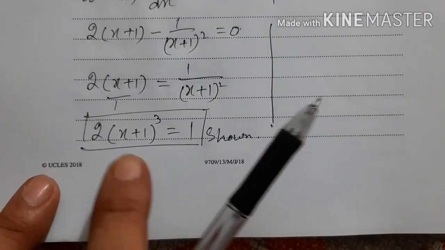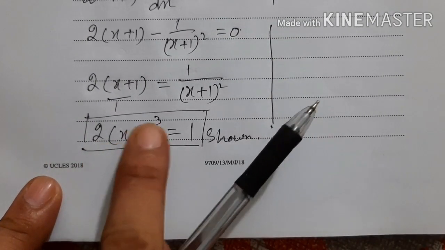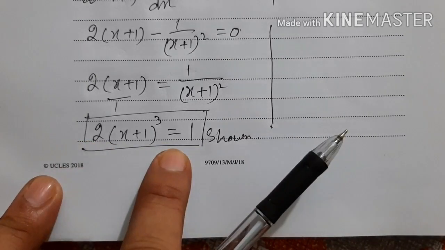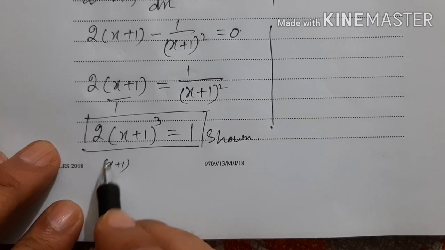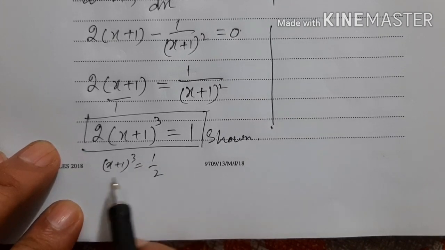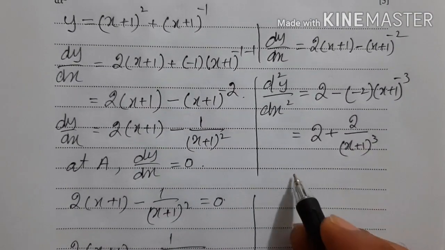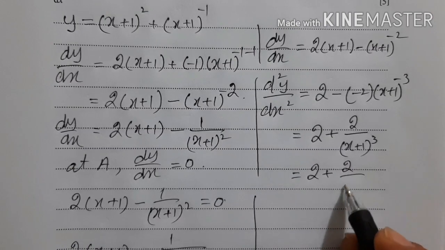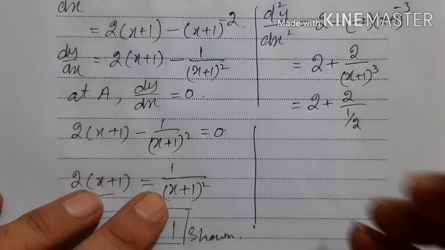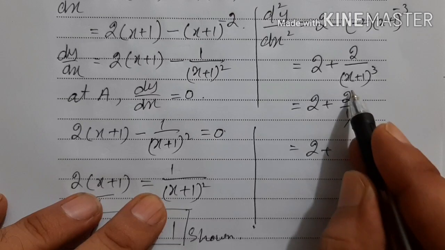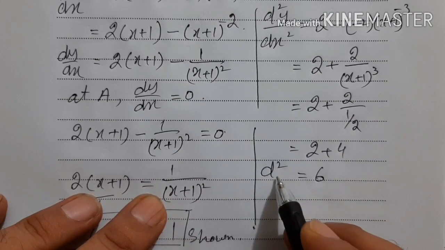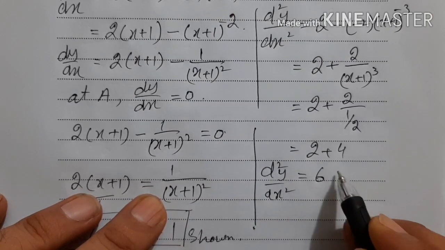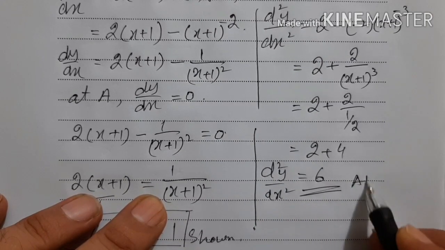From here we can see that (x plus 1) cubed is equal to 1 by 2, if you take 2 on the other side. So I'll put 1 by 2 instead of (x plus 1) cubed here. This will be 2 plus 2 over 1 by 2. This will be 2 plus the 2 multiplied with 2, which is 4, which is equal to 6. This is the exact value of d2y over dx square, which is our answer.